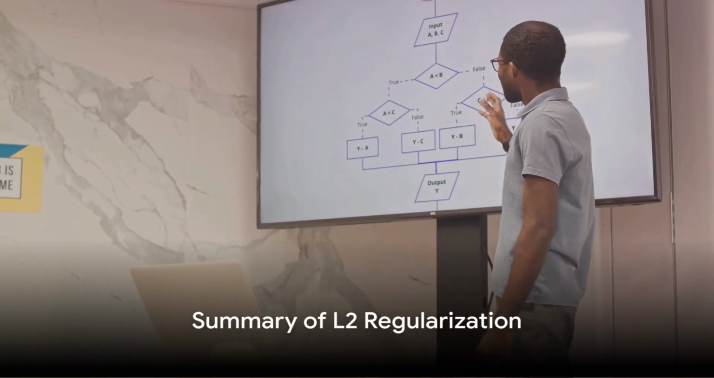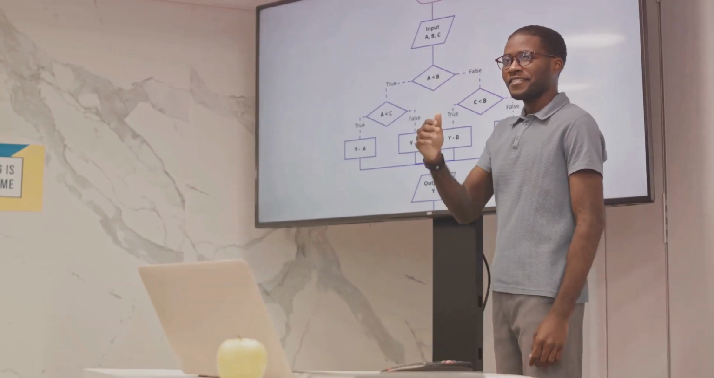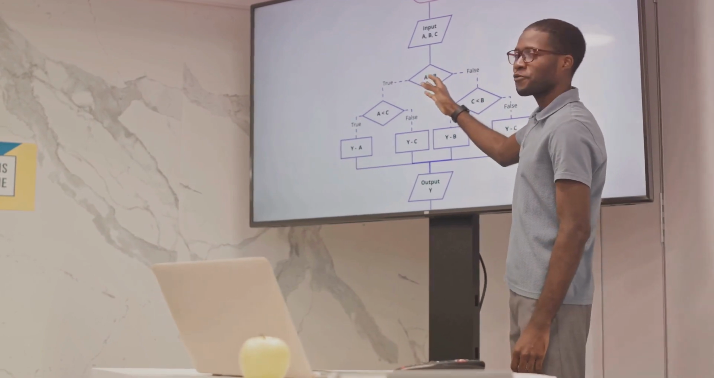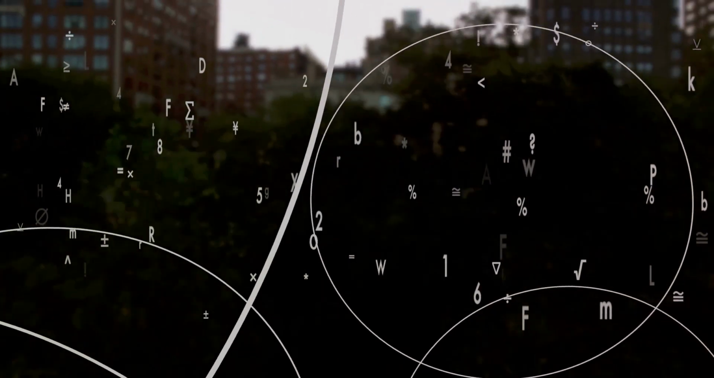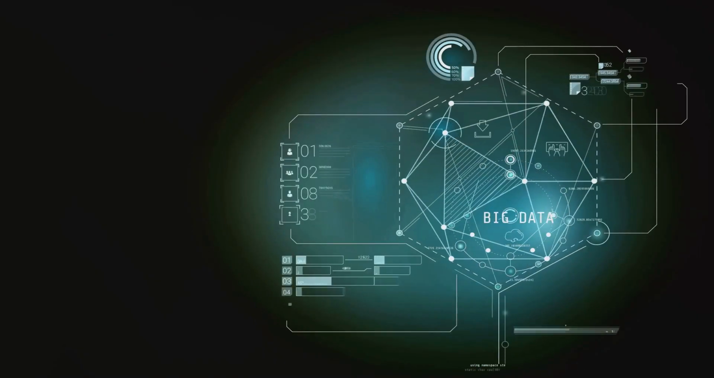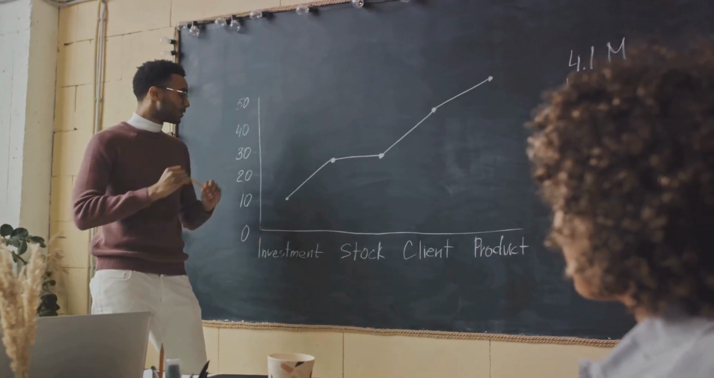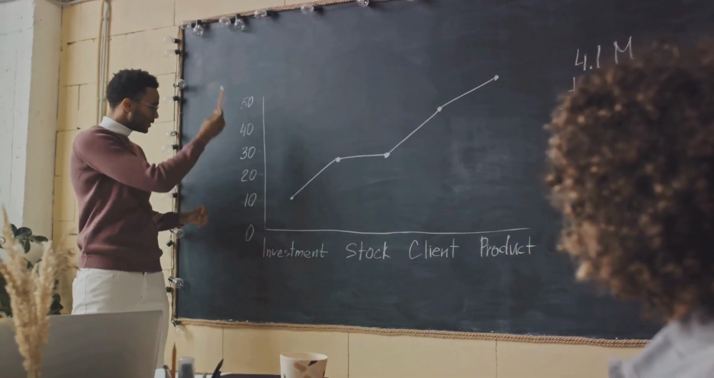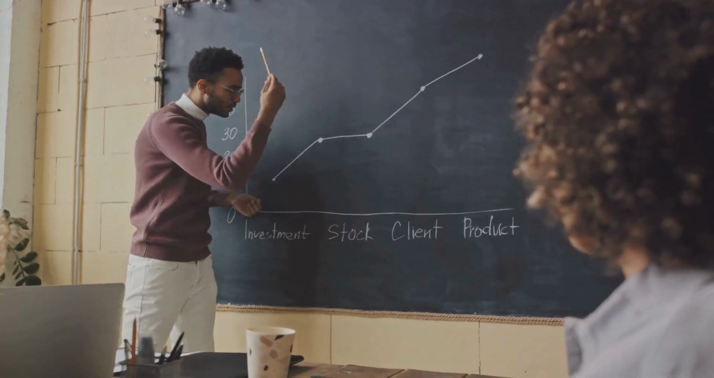So, to summarize, L2 regularization is a powerful tool in the machine learning toolbox, used to prevent overfitting and promote model generalization. It does this by adding a penalty term to the loss function, proportional to the square of the magnitude of the coefficients. This encourages the model to spread its reliance across all features, rather than leaning too heavily on any one feature. In linear regression, L2 regularization is known as ridge regression, and it shrinks the coefficients towards zero, but not all the way to zero.